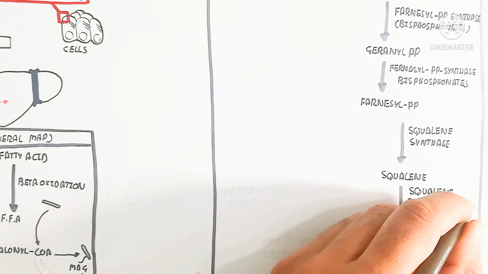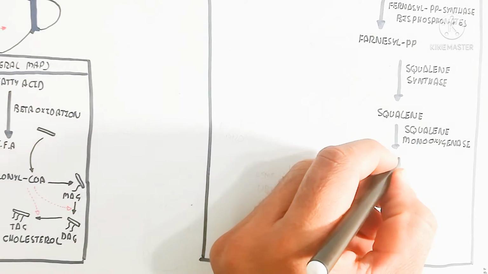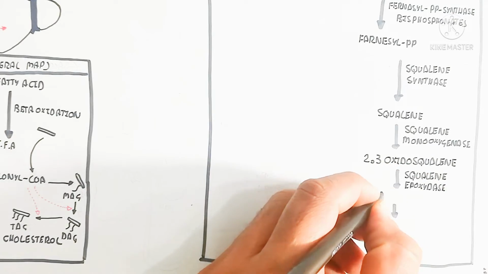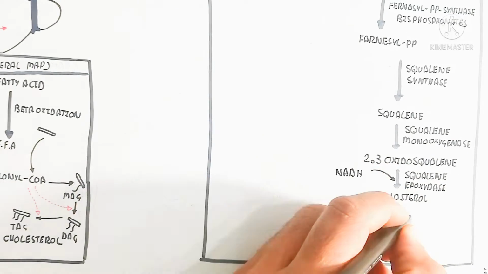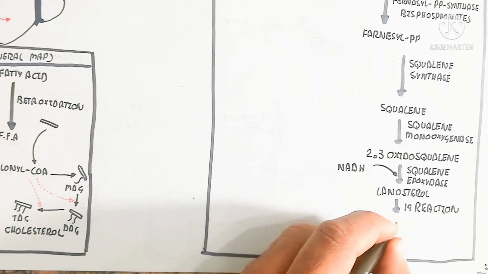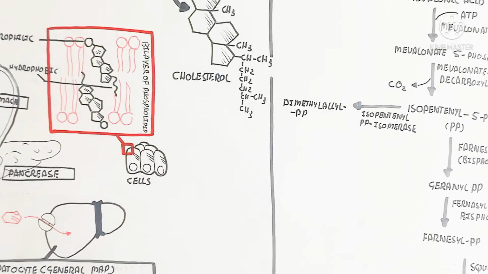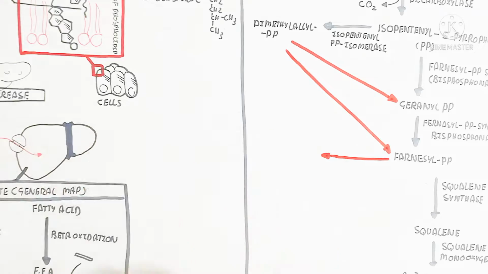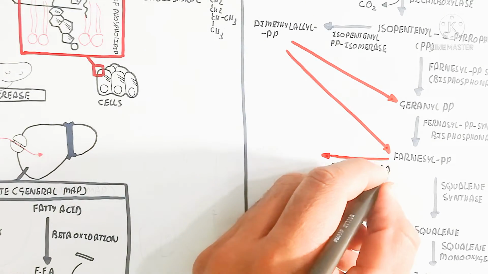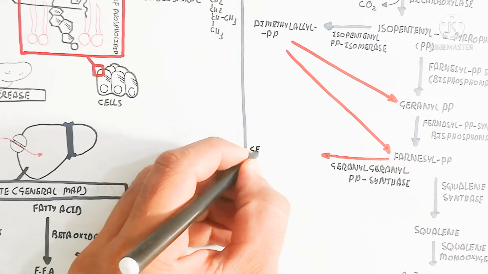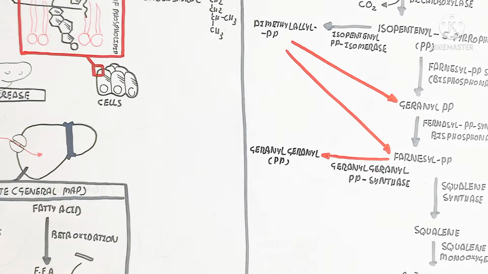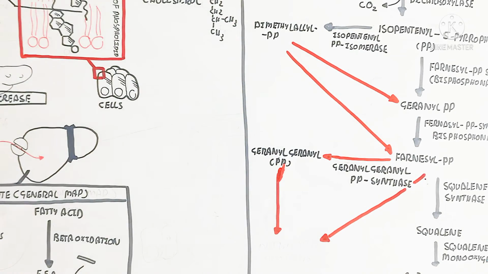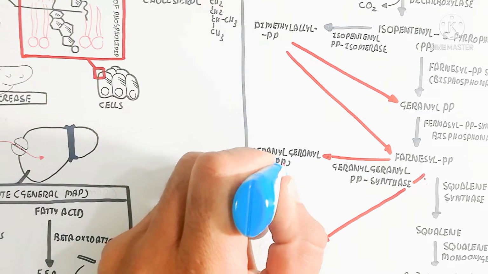In this way you can understand how farnesyl pyrophosphate is produced. The squalene synthase enzyme is used to produce squalene, and the squalene monooxygenase enzyme is used to produce 2,3-oxidosqualene. This squalene epoxidase enzyme, using NADH, produces lanosterol. Lanosterol is converted in 19 chemical reactions to produce cholesterol. Here farnesyl pyrophosphate can also be converted into geranyl pyrophosphate.